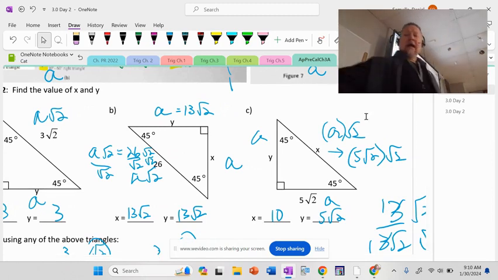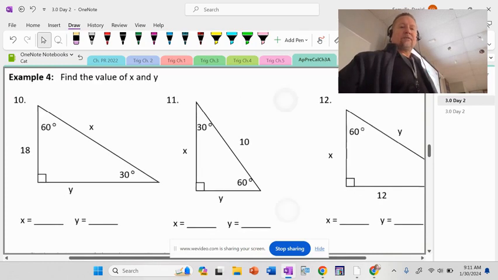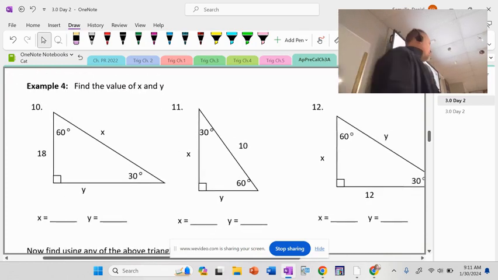All right. Now go to the 30, 60, 90 side. So I should hear your papers flip and fill in these missing parts. Some are easy. Some are not. Okay, and then I'll walk around.